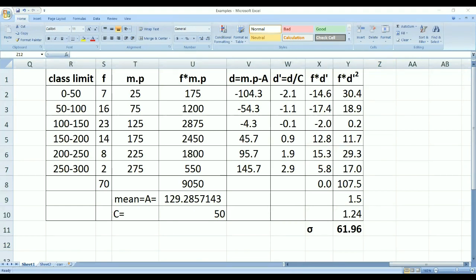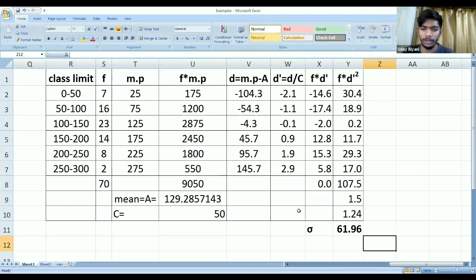Ma'am, we had only calculated till C in the last class, and the last 3 rows were left. You said that we'll take it in the next class. This 107.5 and 1.5, 1.24. Okay.